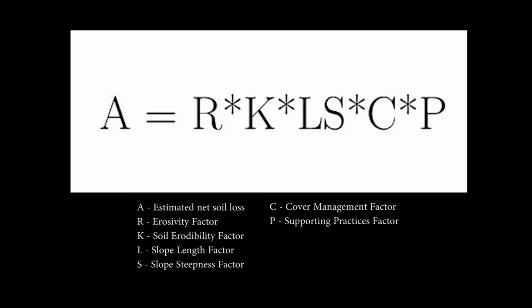The RUSLE rill and interrill calculation is expressed as A equals R times K times LS times C times P, where A is the estimated net soil loss, R is the erosivity factor, K is the soil erodibility factor, L is the slope length factor, S is the slope steepness factor, C is the cover management factor, and P is the supporting practices factor. The R factor estimates the influence of climate on erosion.